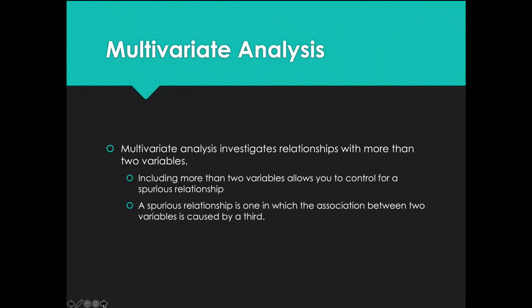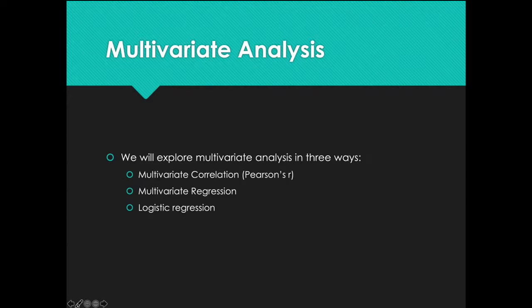It allows us to investigate relationships with more than two variables. So far, we really focused on a dependent variable, right? One phenomena, and an independent variable, or one cause. So including more than two variables allows us to control for other variables, and it allows us to make sure that we're not making spurious relationships because we've left explanations out. Here, a spurious relationship is one in which the association between two variables is really caused by something else, right? The third variable, or a lurking variable.